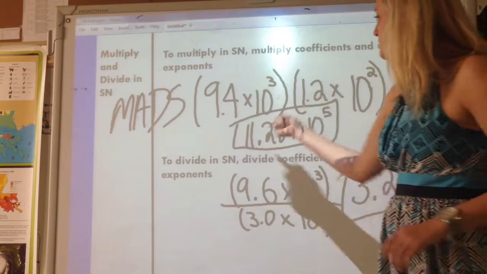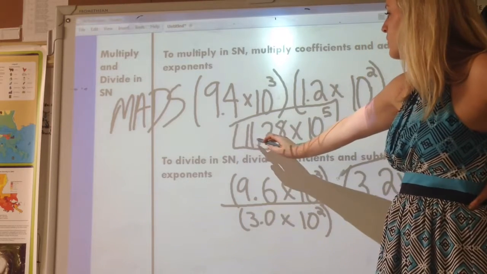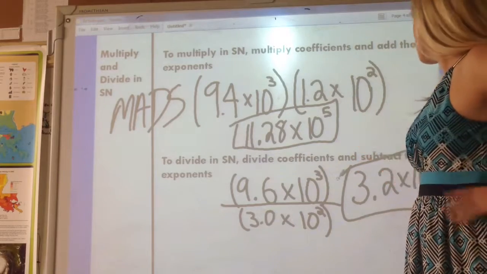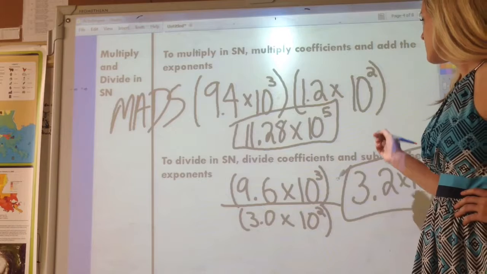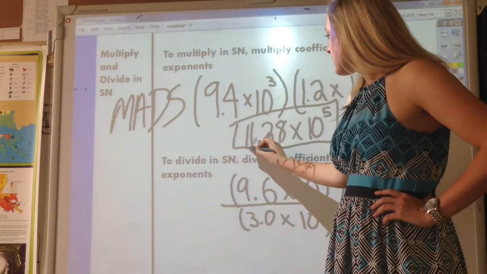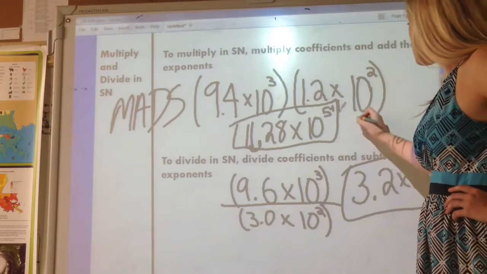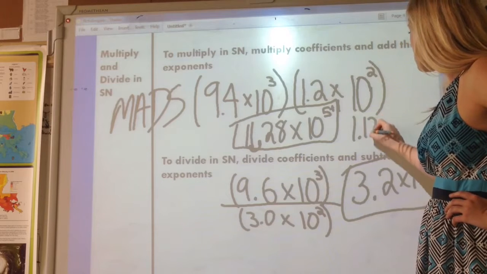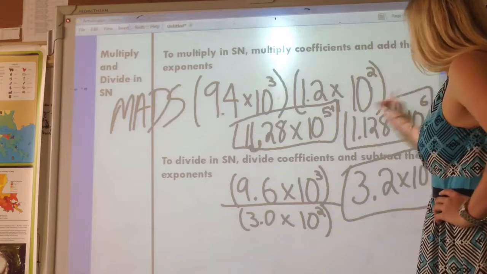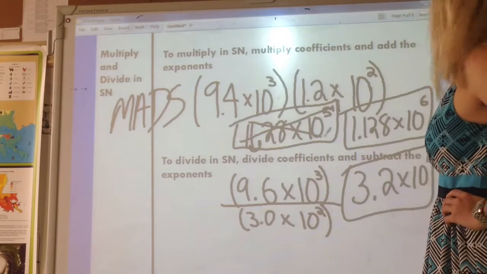Oh, and actually, you guys will notice that I made a mistake up on this top one because I left my coefficient as 11.28. And in scientific notation, you know that it has to be between 1 and 10. So if I move my decimal one place to the left, I have to add 1 to my exponent. So my number should be 1.128 times 10 to the 6th to get it in proper scientific notation. Hopefully you guys caught that.